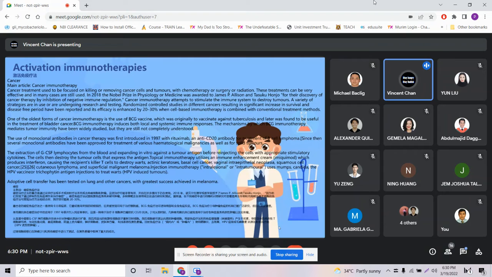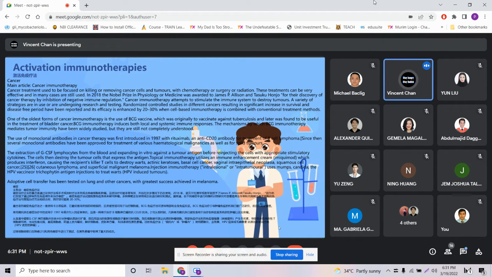The extraction of lymphocytes from the blood and expanding in vitro against a tumor antigen before re-injecting the cells with appropriate stimulatory cytokines. The cells then destroy the tumor cells that express the antigen.